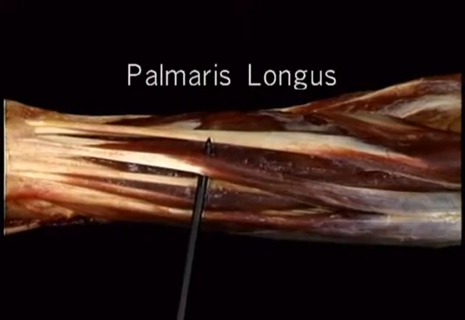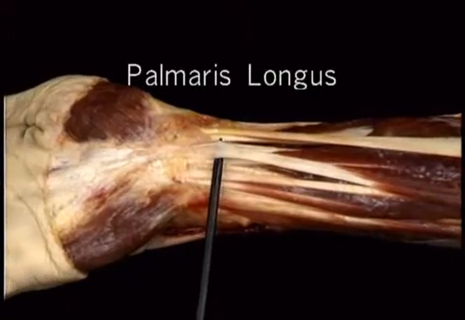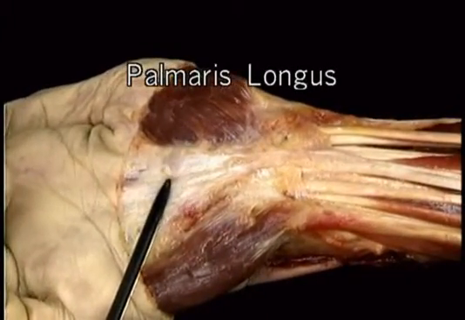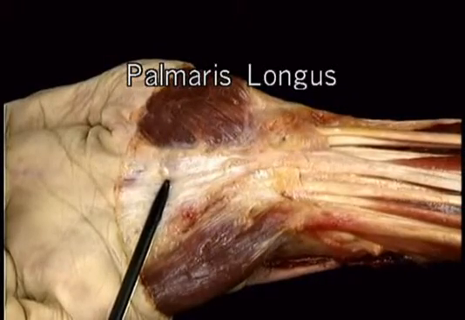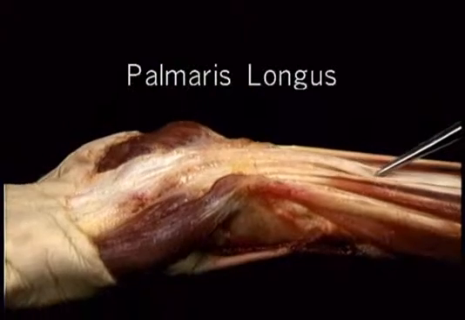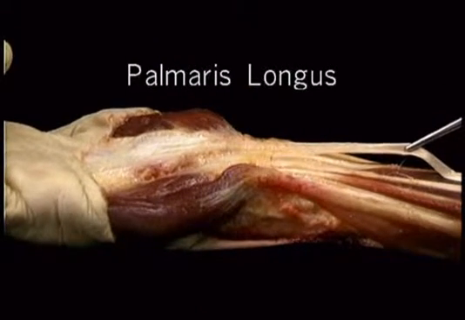Its tendon, seen here in the intact forearm, lies superficial to all its neighbors and inserts not into bone, but into this dense layer of fascia, the palmar aponeurosis, which covers the palm of the hand. Through this soft tissue insertion, palmaris longus helps to flex the wrist. It's frequently absent.